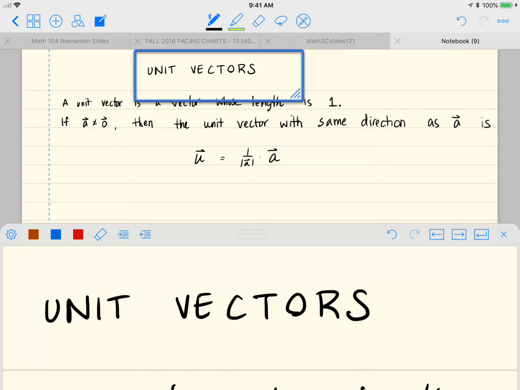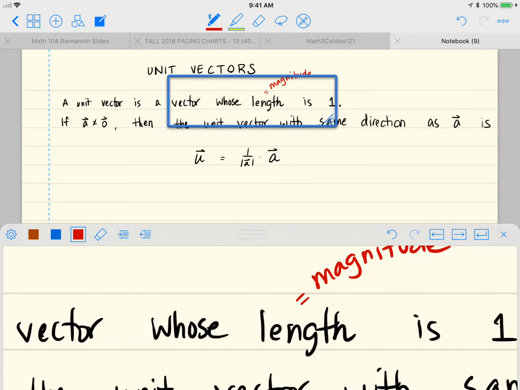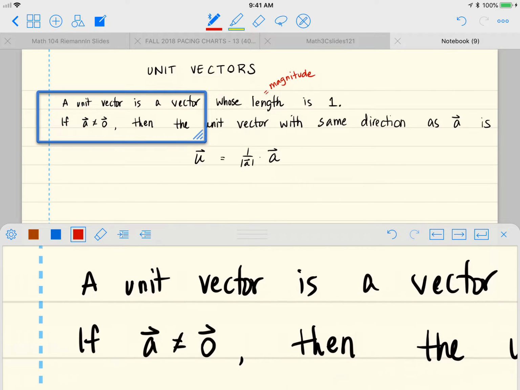Okay, so I wanted to do an example involving unit vectors. Remember, what is a unit vector? It is a vector that has a unit magnitude, meaning the length is 1. So in other words, we can put here length, and that's the same as the magnitude is equal to 1. So a unit vector is a vector whose length is 1.